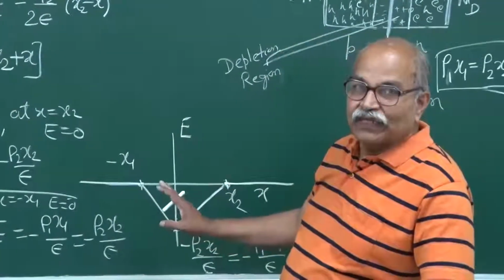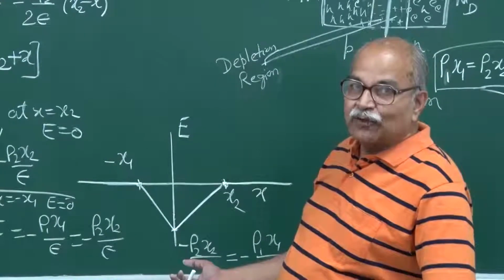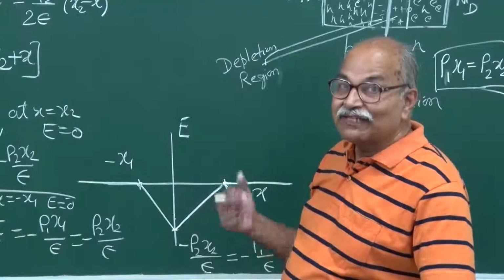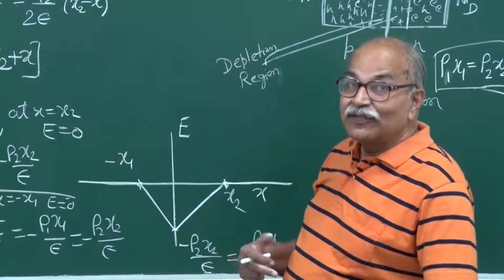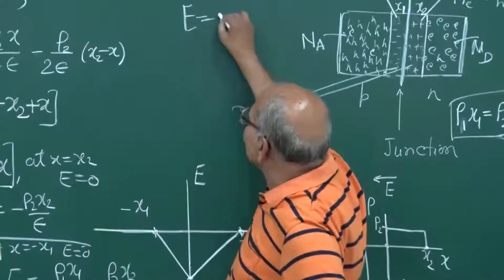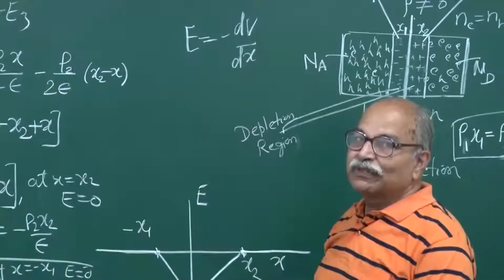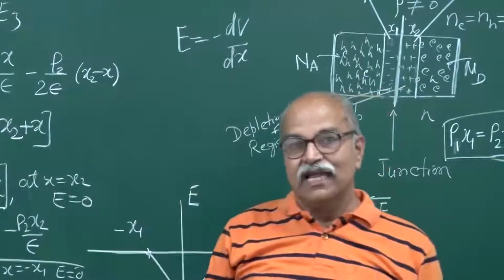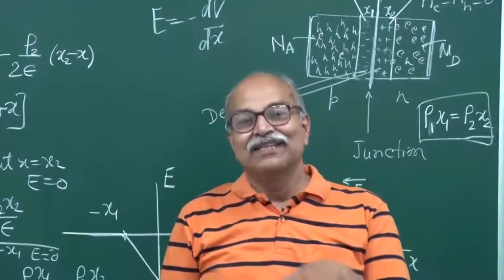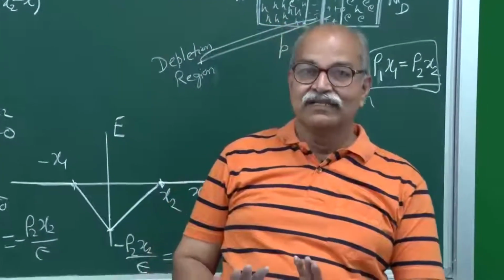So our next task will be to calculate the potential as a function of x. Once I have the electric field, I can calculate the potential using our equation E equals minus dV/dx. So we can calculate the potential as a function of x, and from there the energy as a function of x, and from there the potential barrier. That will be our next task.